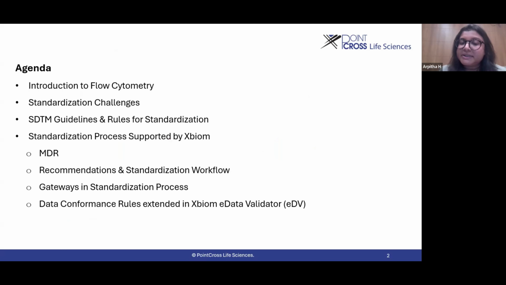As part of the webinar agenda, we will give a little introduction about the flow cytometry assay and its usage, and when it comes to submitting the data for regulatory submissions, what guidelines are to be followed, what the current challenges being faced are, and how the XBiome platform can overcome the standardization challenges.